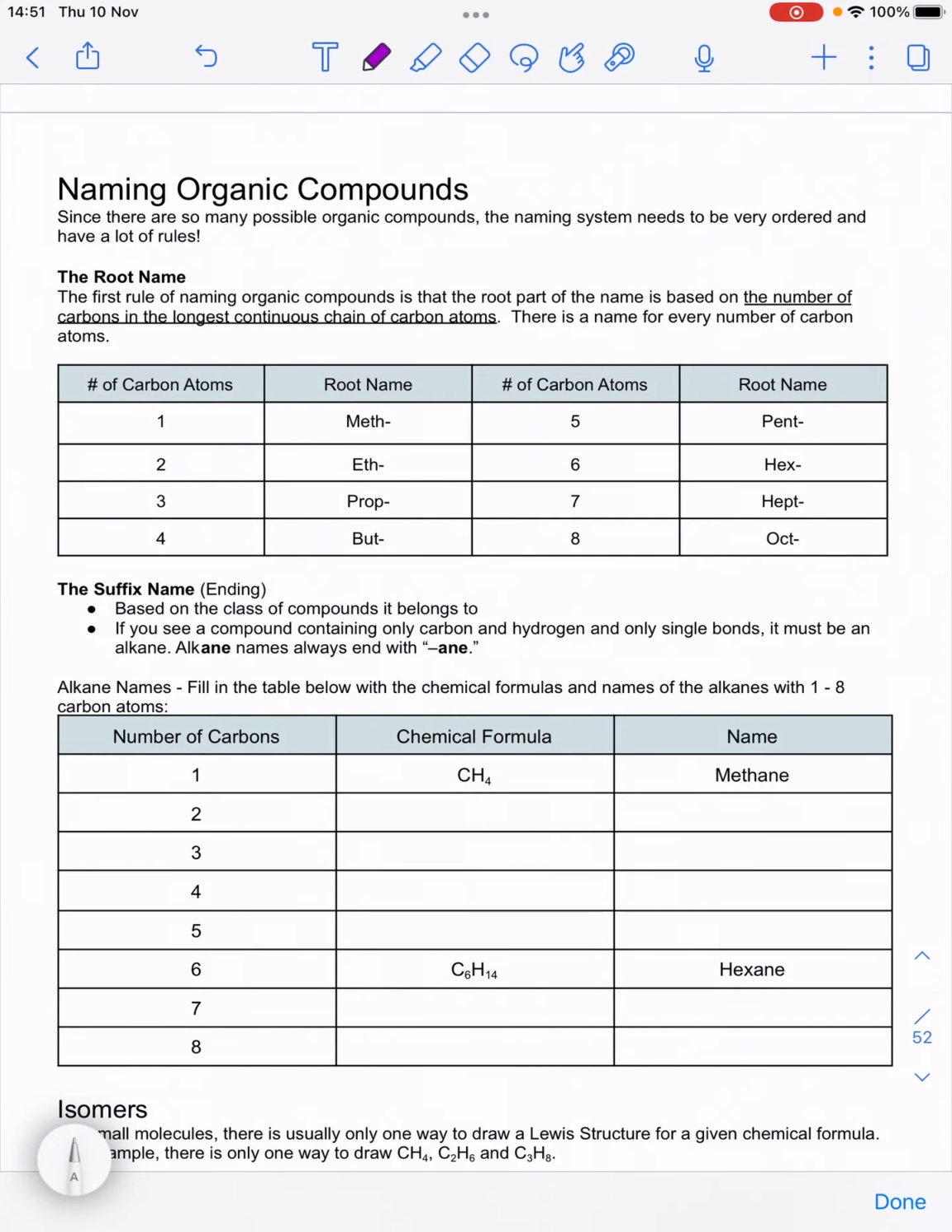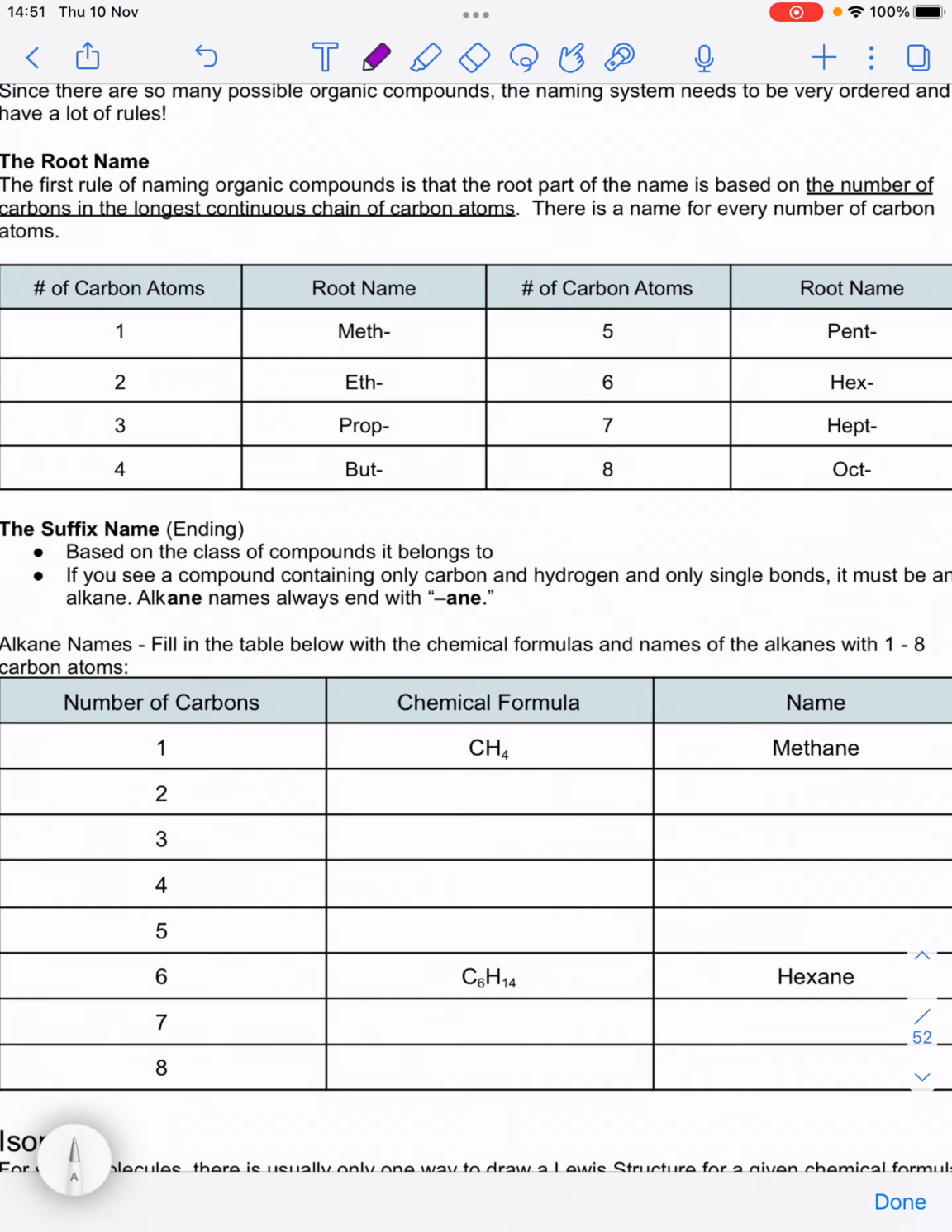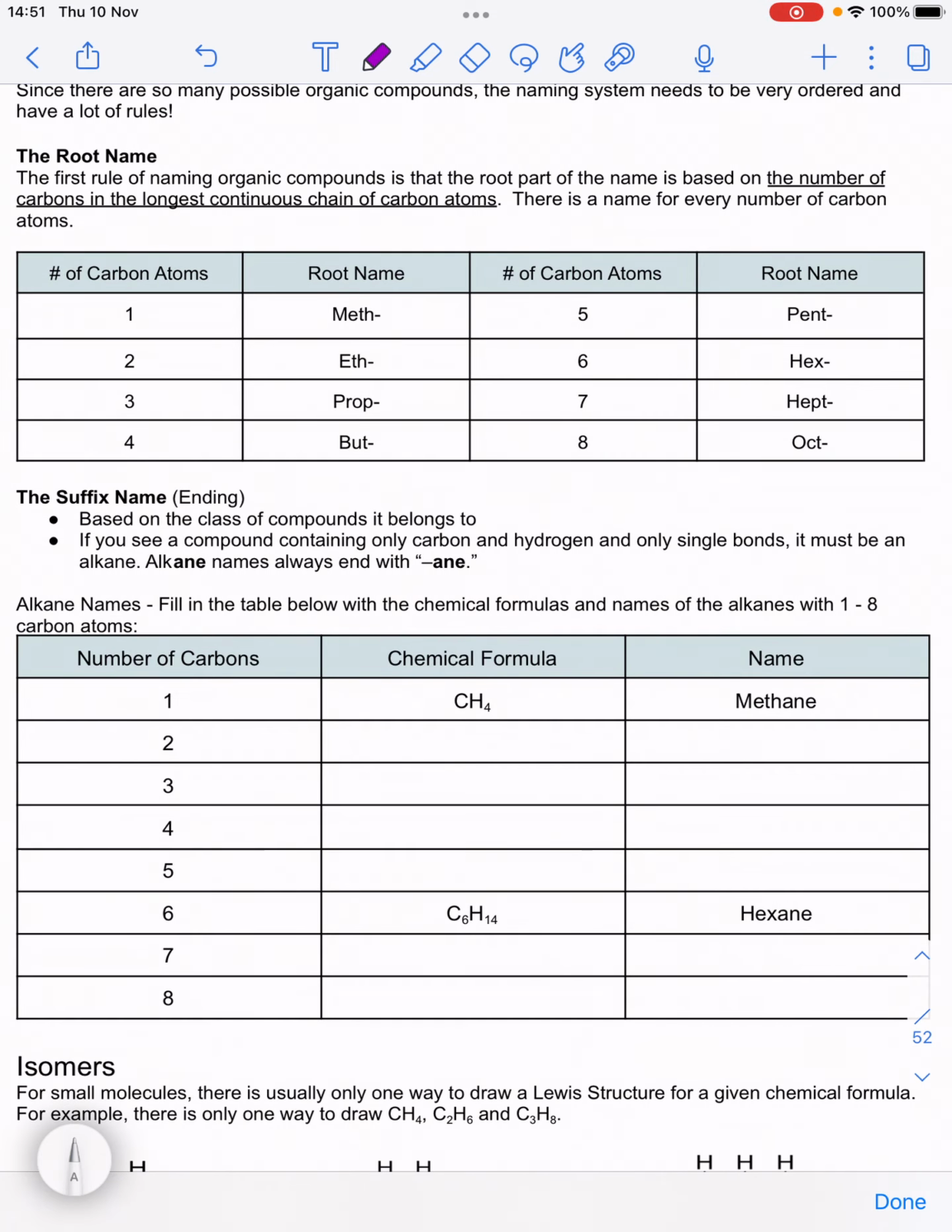How do we name them? Well, there are some rules for naming in organic chemistry. There's actually a lot of rules, but the root name of any organic molecule is based on the longest chain of carbon atoms, the longest continuous chain. And there's a root word associated with every number of carbon atoms. So 1 carbon atom is associated with the word meth, 2 eth, 3 prop, 4 but. Those are the hardest ones to remember. Then once we get to 5, 6, 7, 8, there are more root words that you would have heard before, like 5 is pent, 6 is hex, 7 is hept, and 8 is oct.